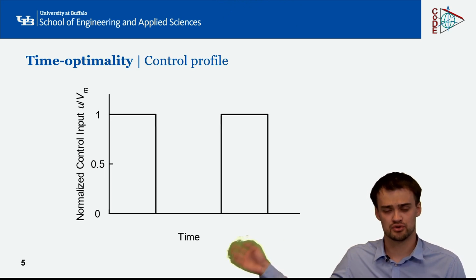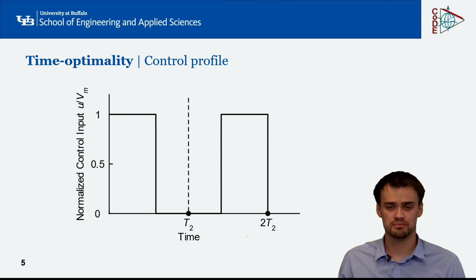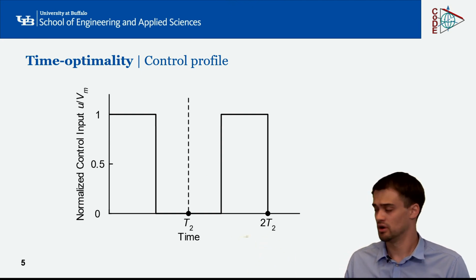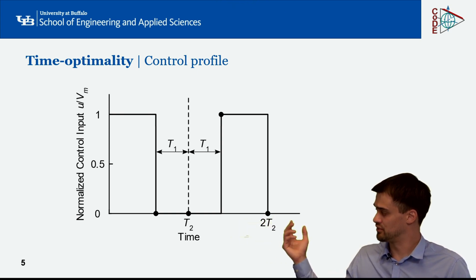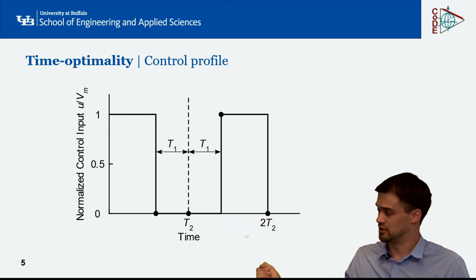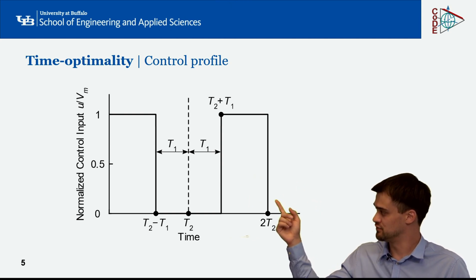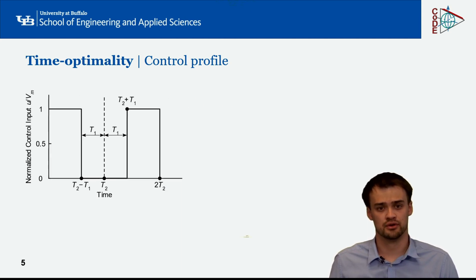This is our bang-off-bang control profile, where t2 is the mid-maneuver time and 2t2 is the final maneuver time. Furthermore, I'm using the parameterization with t1 as such. So I can calculate the corner points where the switches are turned on and turned off as follows. Let's keep this aside for now.